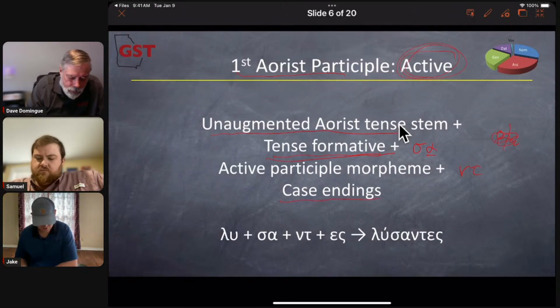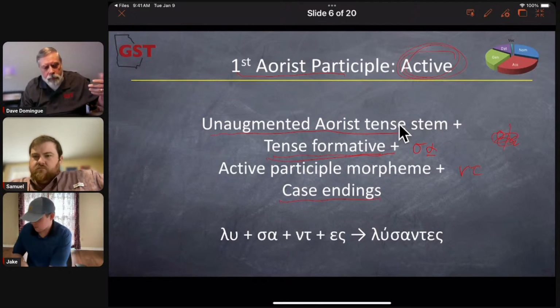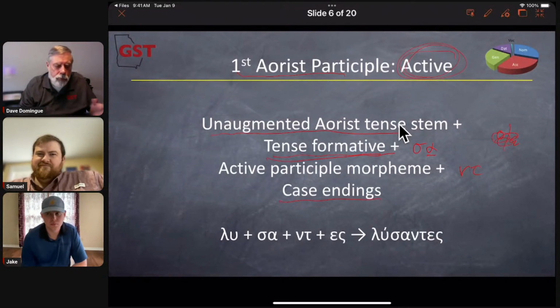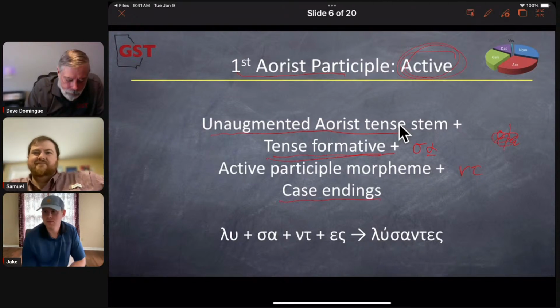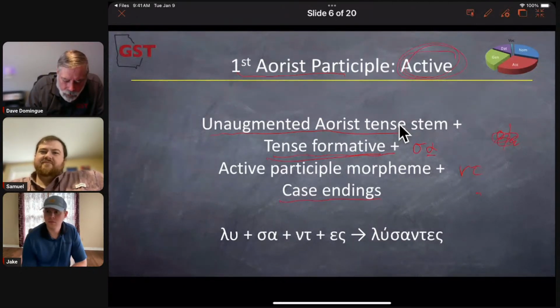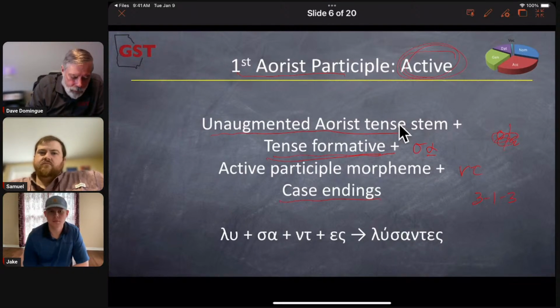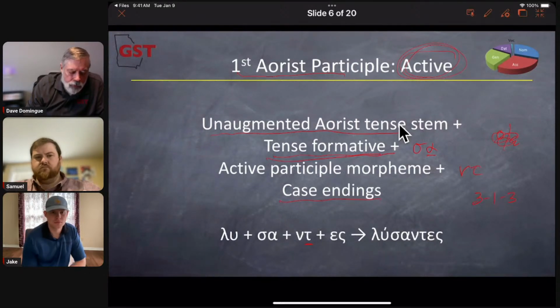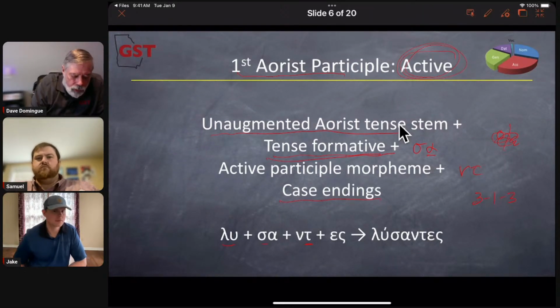Okay, and then we have our case endings, right? Case endings are going to be the nominative, the genitive, the dative, and the accusative, masculine, feminine, or neuter, whether it be 3-1-3 pattern or 2-1-2 pattern. And here in the active, we are always talking the 3-1-3 pattern. Why? For time's sake, it's because third declension is associated with a consonant coming up against the case endings. So we get lu plus the tense formative.